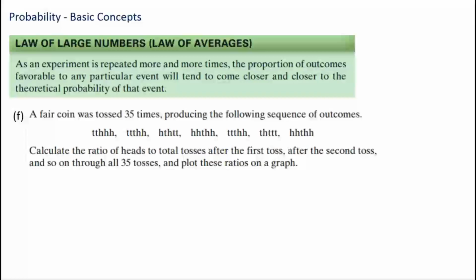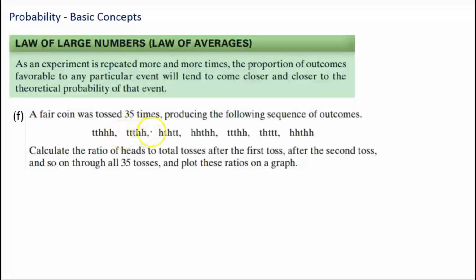Now, I've got a problem to go with this. It says a fair coin was tossed 35 times. Y'all, that's a bunch of times to toss a coin. And you can certainly do it. I say it's a bunch, but it wouldn't take all that long to toss a coin 35 times. It'd take longer to record it. And that's what they did here.